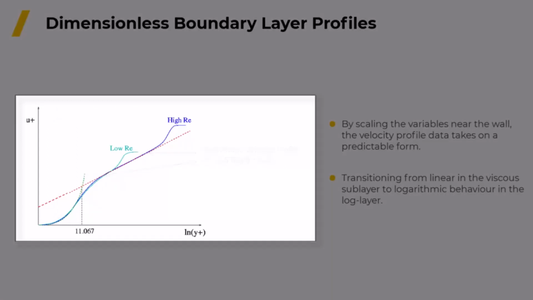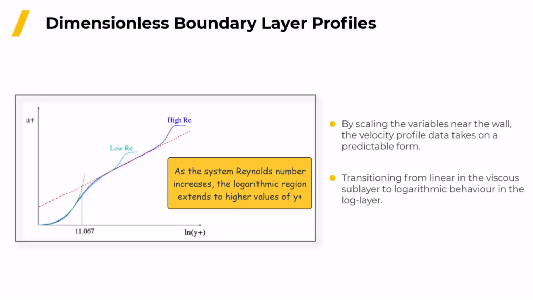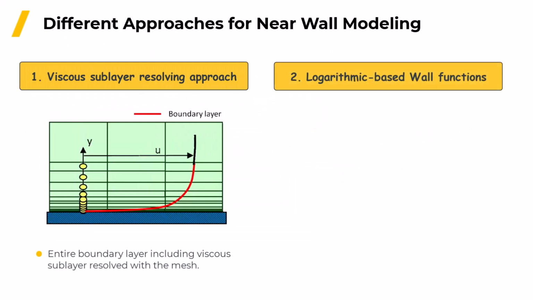The velocity profiles from two different flows are shown here. You can see that close enough to the wall, the dimensionless profiles are the same, and that for different flows, the logarithmic region extends to higher values of y plus as the Reynolds number of the system increases. These profiles are known as the universal law of the wall, or also just the law of the wall, and it forms the basis for the second method of handling turbulent boundary layers in CFD. This method is known as wall functions.